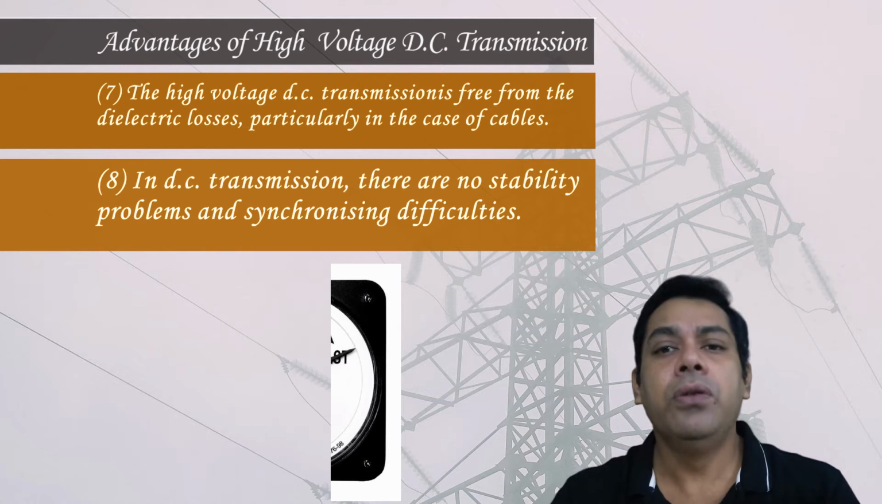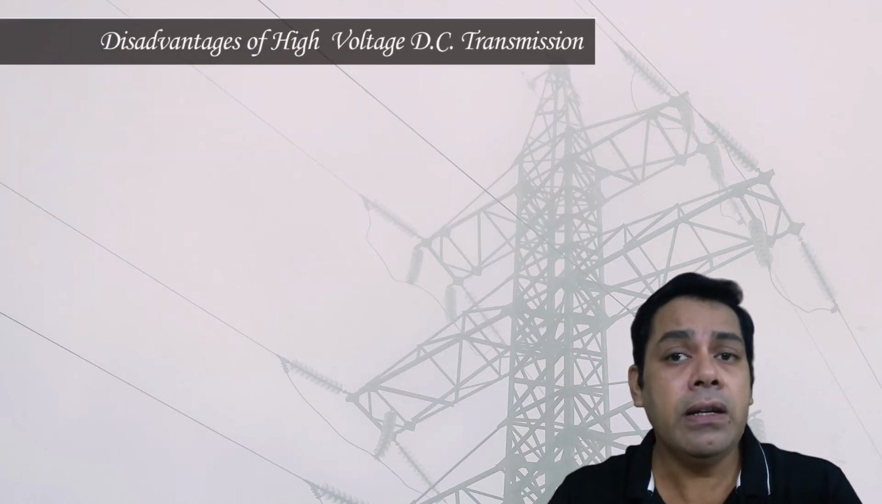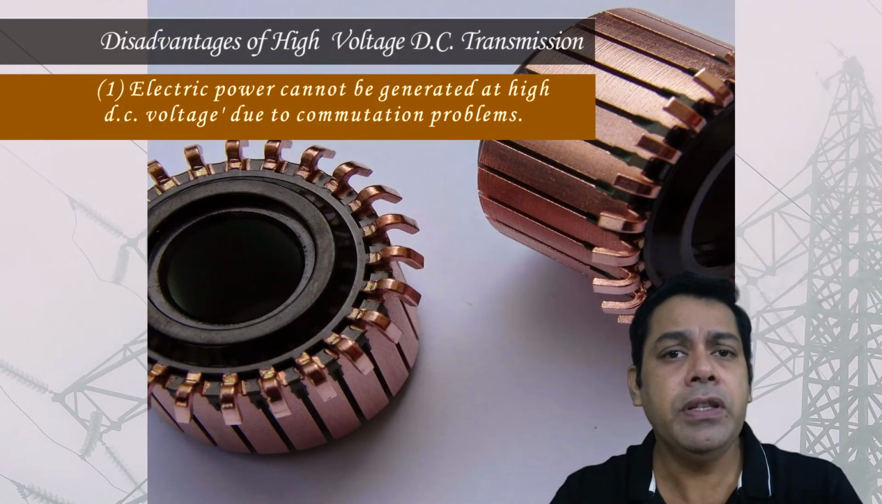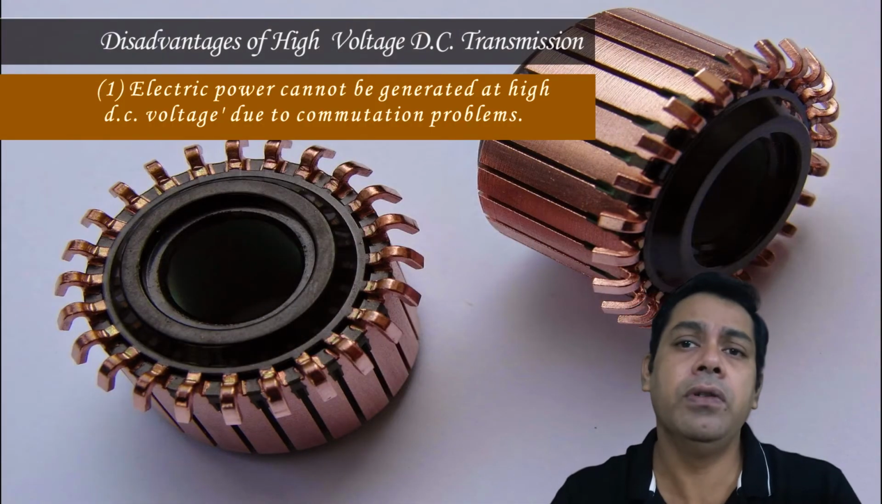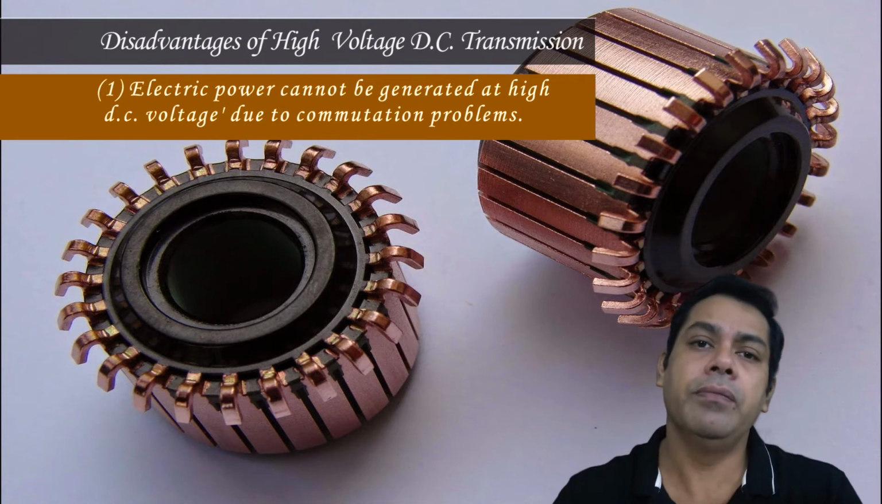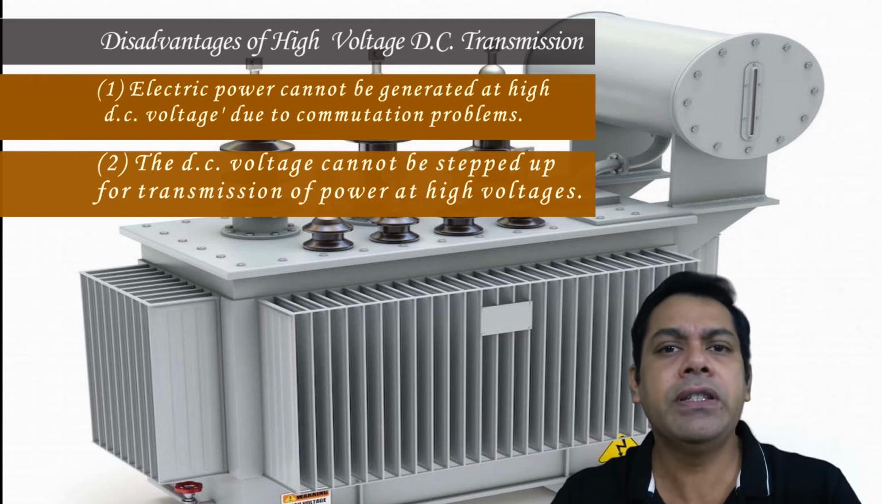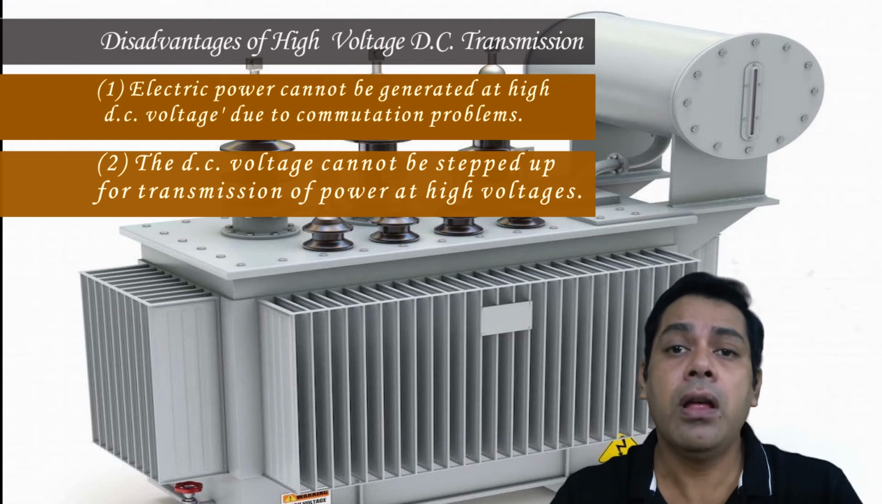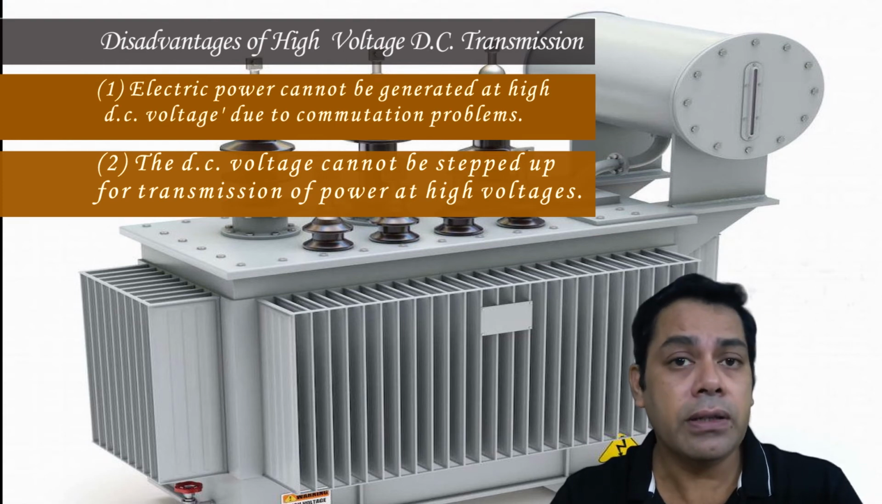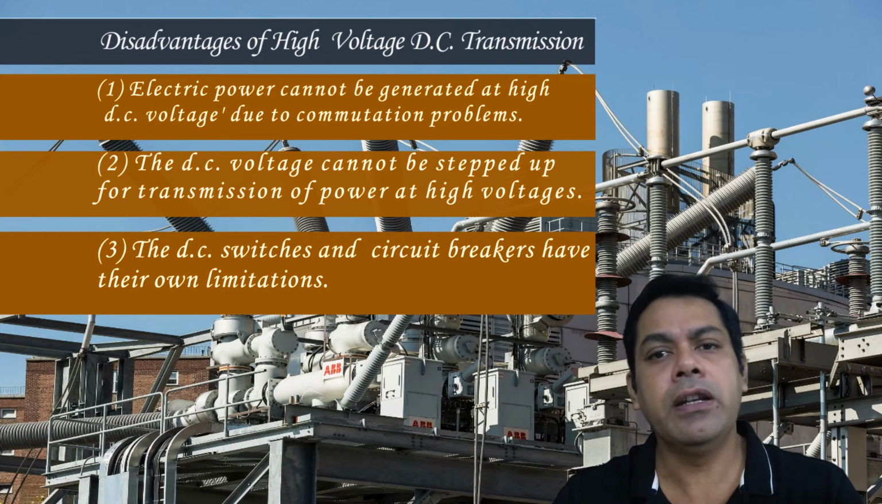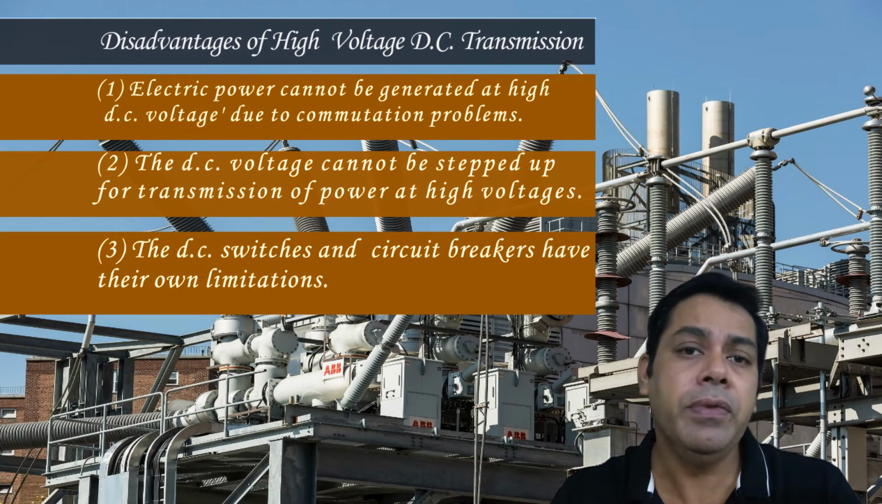Now, let us look what are the disadvantages. The disadvantages are: number 1, electric power cannot be generated at high DC voltage due to commutation problems. Number 2, the DC voltage cannot be stepped up for transmission of power at high voltage. Number 3, the DC switches and circuit breakers have their own limitations.